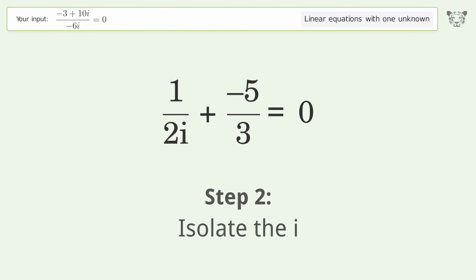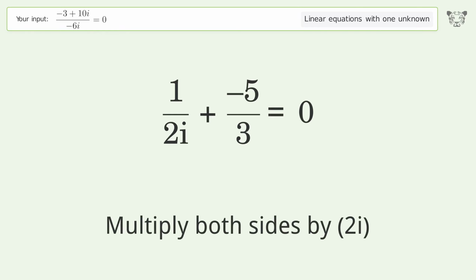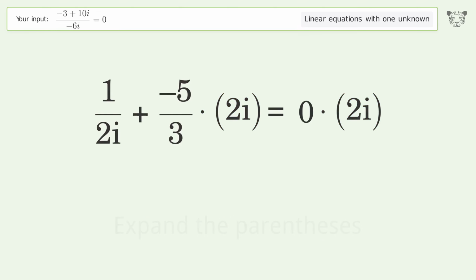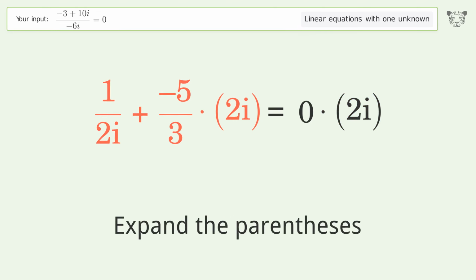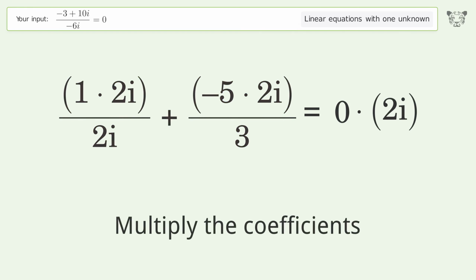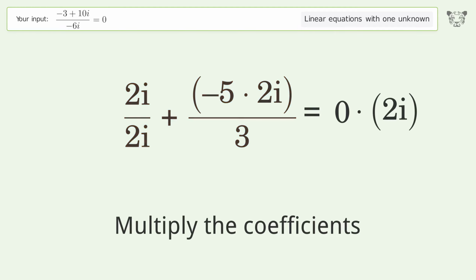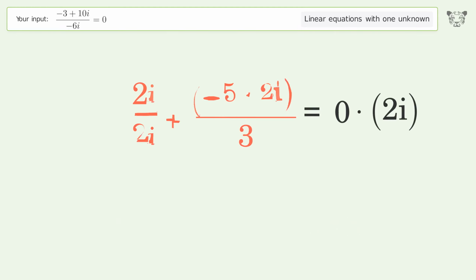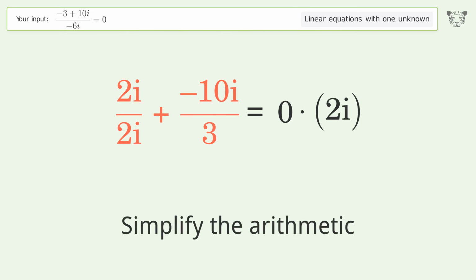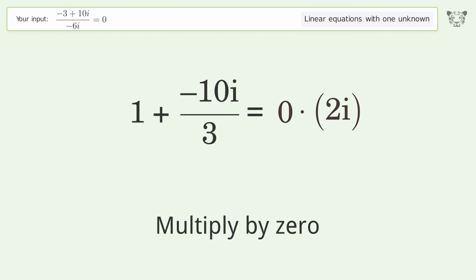Isolate the I. Multiply both sides by 2i. Expand the parentheses. Multiply the coefficients. Simplify the arithmetic. Multiply by 0.